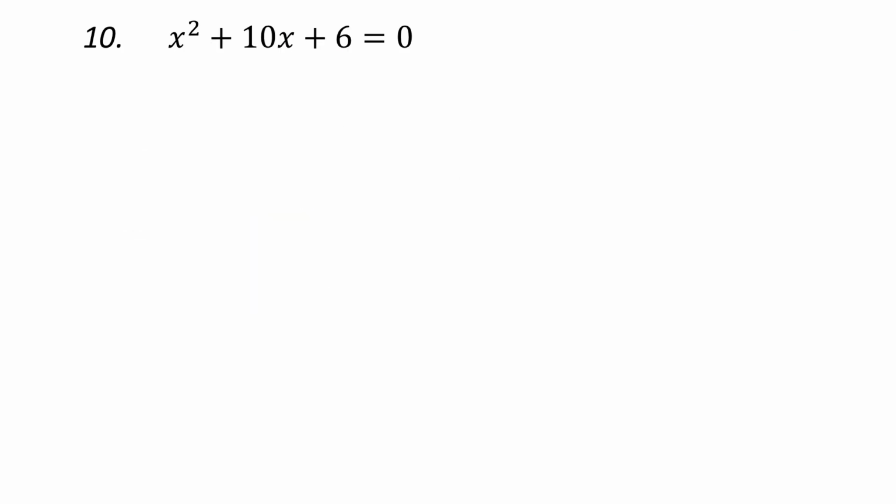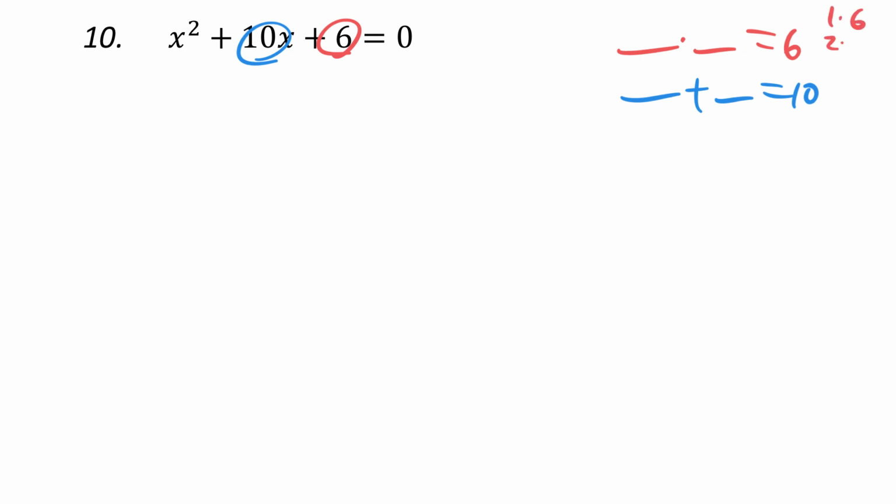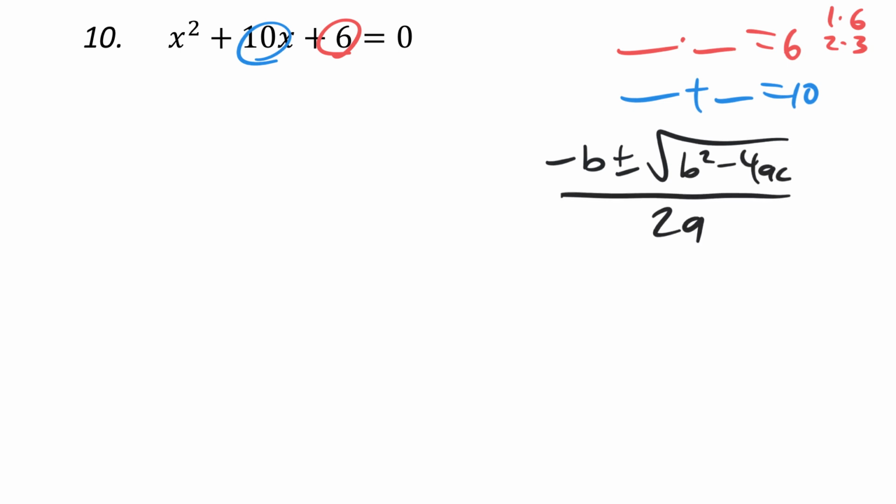All right, this one is a little bit trickier because we're looking for two numbers that multiply to give 6 and add to give 10. And the only numbers that multiply to 6 are 1 times 6 and 2 times 3, and neither one of those add to 10. So the regular factoring won't work. We have to use minus b plus or minus the square root of b squared minus 4ac all over 2a. This is called the quadratic formula, and this will be available on your formula sheet, so you don't have to memorize it.